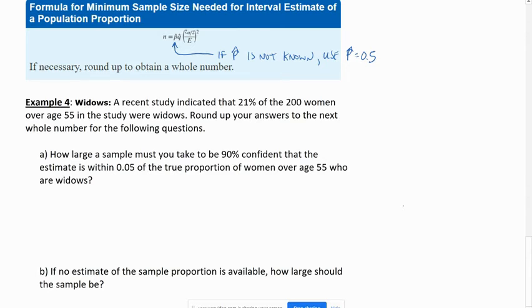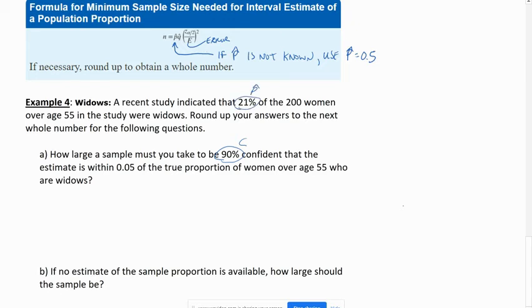So let's look at example 4, and we'll label that as our error. In example 4, we have a sample study where 21% of 200 people surveyed were widows over age 55. Okay, so round up your answers to the next whole number for the following questions. How large a sample must you take to be 90% confident? So that's our C value. This is our P hat.